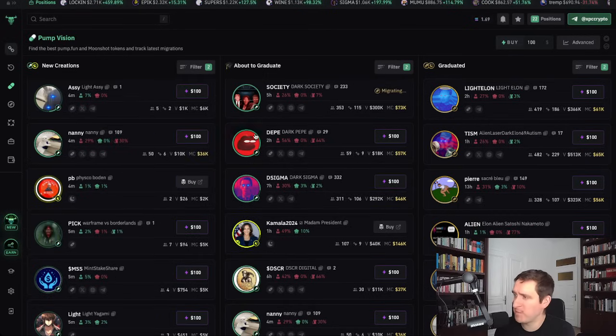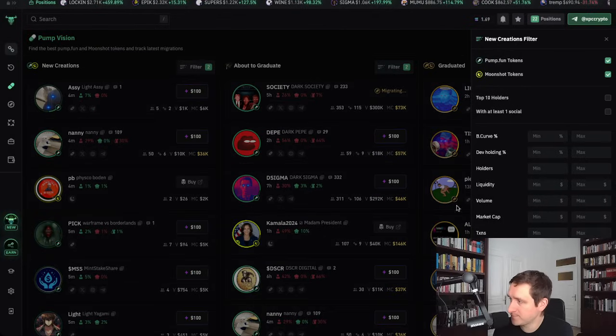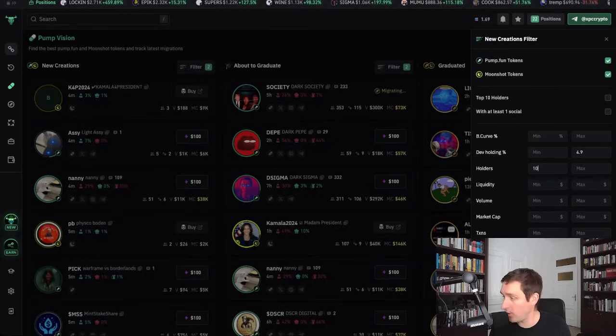So for example, if you go to Pump Vision, you can add this filter, for example, with new creations here. And you can have exactly the same here. As you can see on the right, you can write dev holding here, for example, dev holding here for 9. You can have, say, 10 holders and so on. So I could add all the filters here.